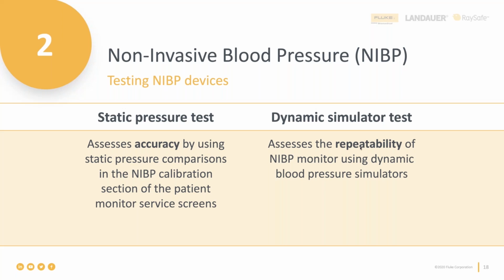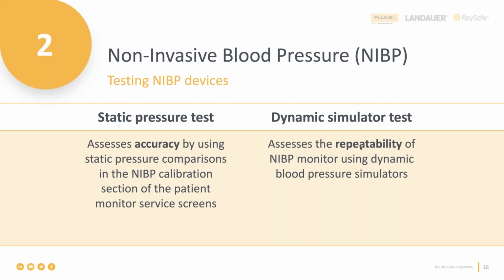And the static pressure test is the test that you do to test the accuracy of your NIBP device. The dynamic simulator test, on the other hand, is used to assess the repeatability of the NIBP monitor. It is performed by doing a series of tests and measurements that will evaluate the dynamic functionality of the simulator. So basically, you're enabling your simulator to generate a series of equal pressure pulses, and then you see if the results are being consistent and continuous.